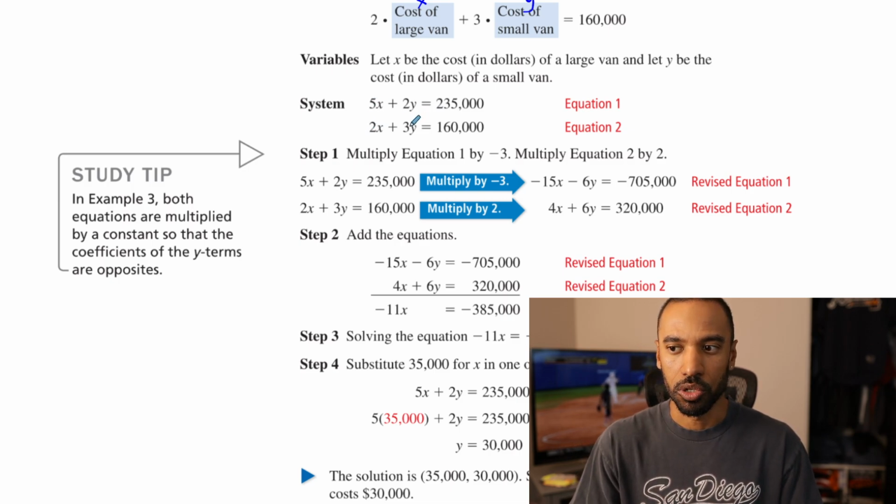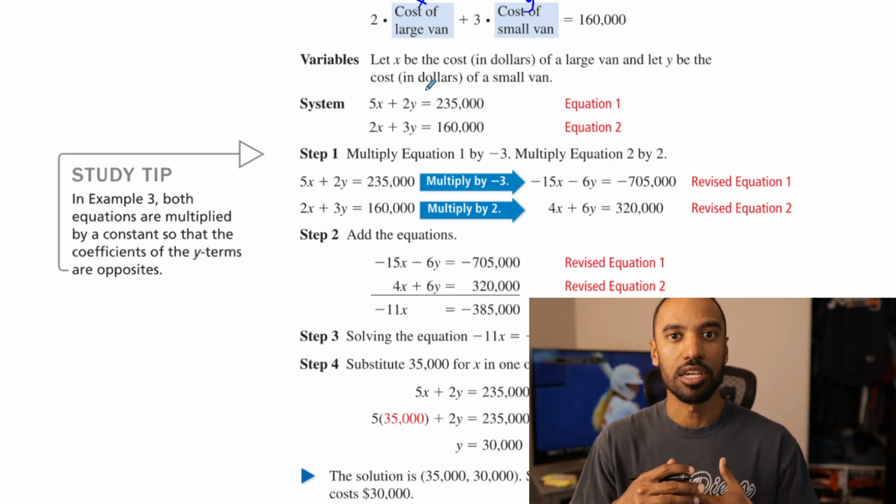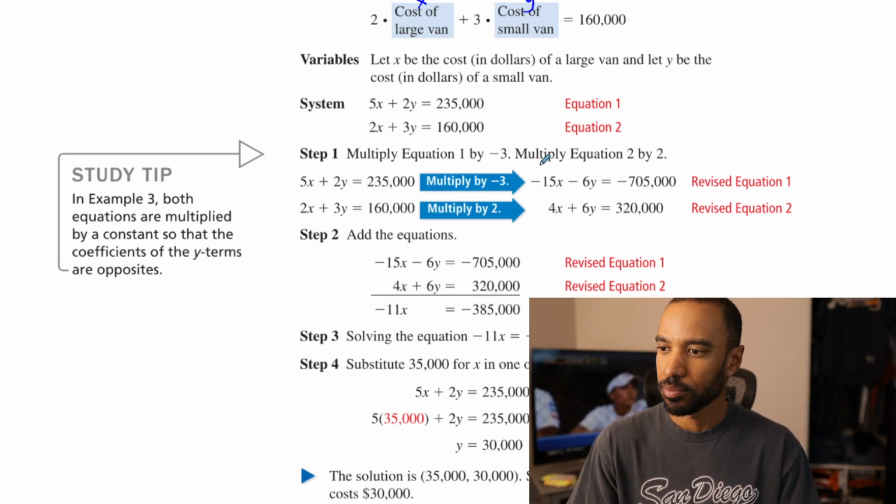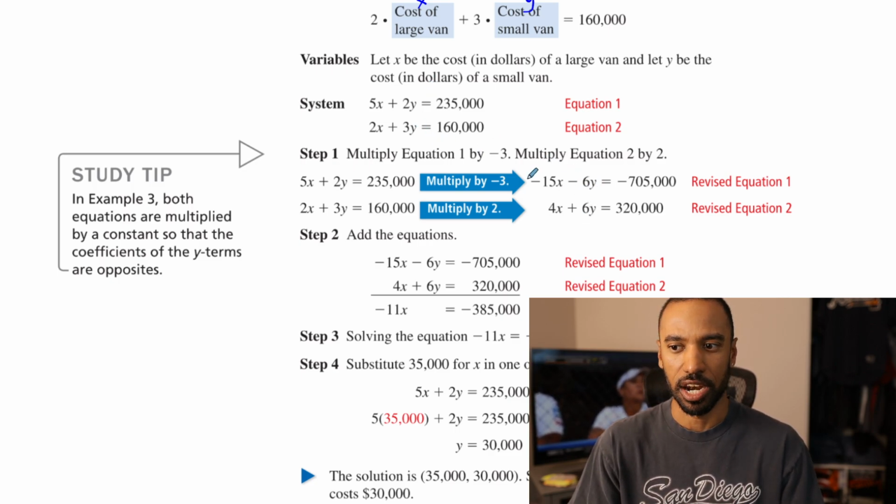5 is not a multiple of 2, and 3 is not a multiple of 2. So this time, I might have to multiply using both equations. So which one are they going to do? Looks like they're going to try and eliminate y's, and I'd probably do the same thing. You deal with smaller numbers that way.